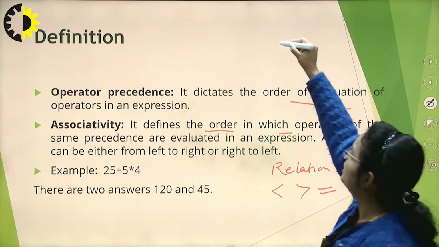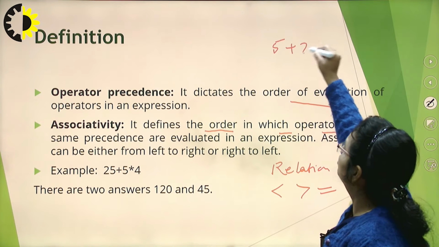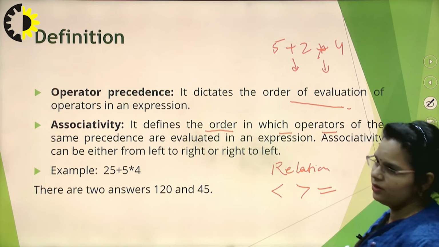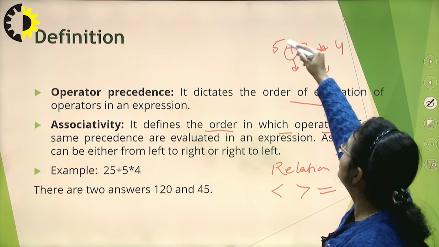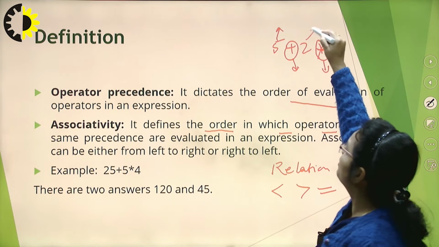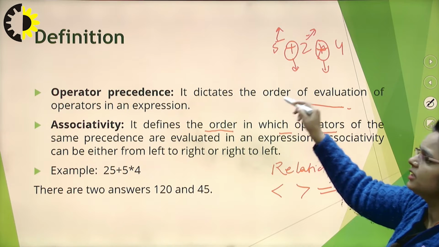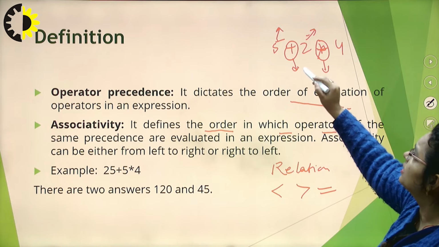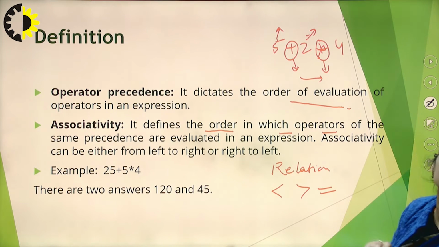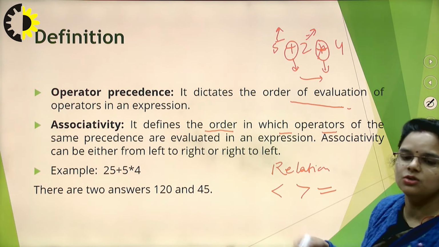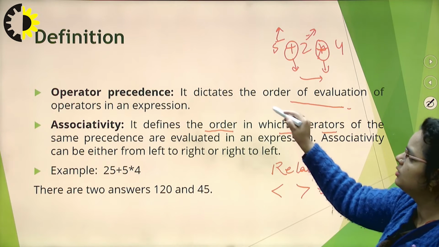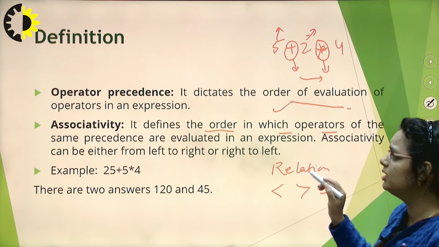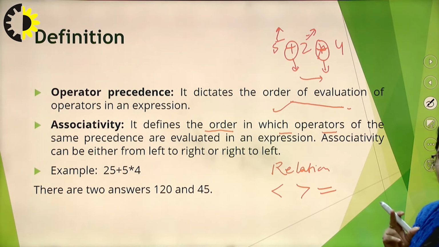Suppose we have an expression like 5 plus 2 multiply 4. Here there are different operators, and these are the operands. Operator precedence dictates the order of evaluation of operators in an expression. Which operator is to be evaluated first and which is to be evaluated next is discussed in operator precedence.